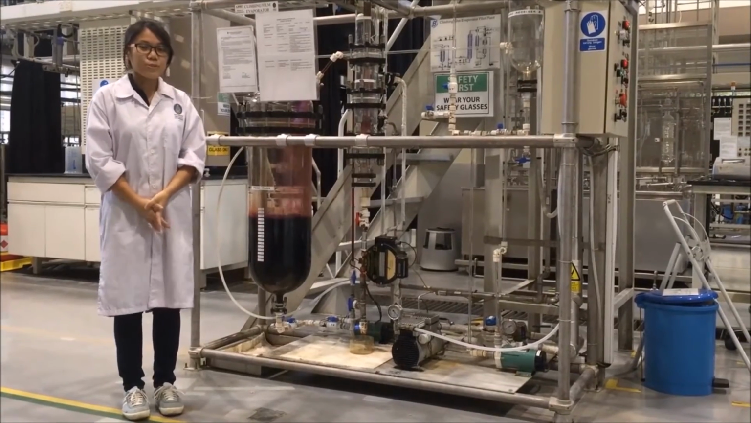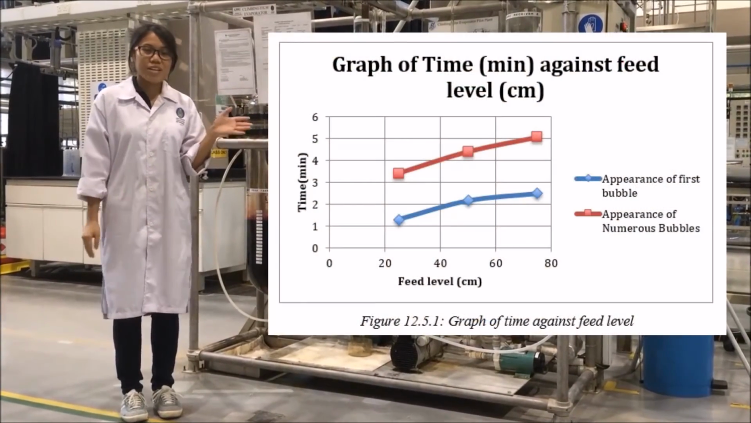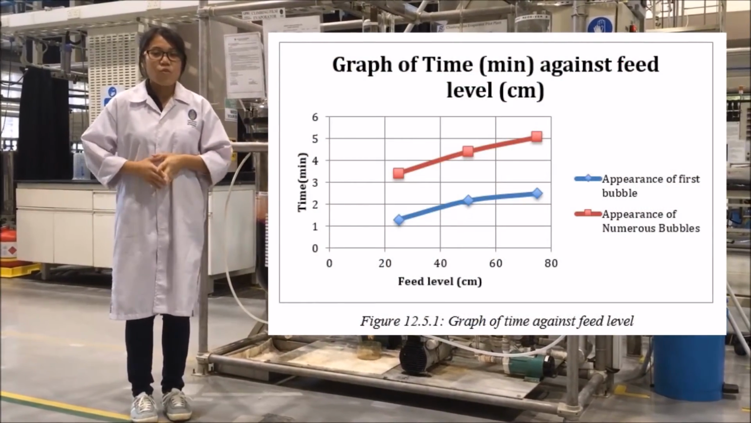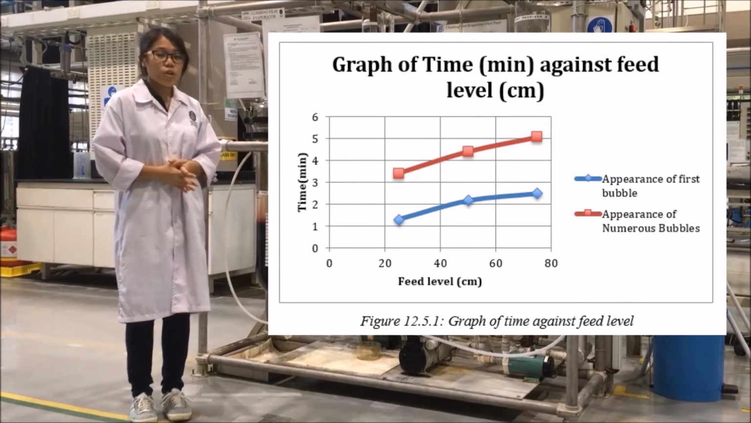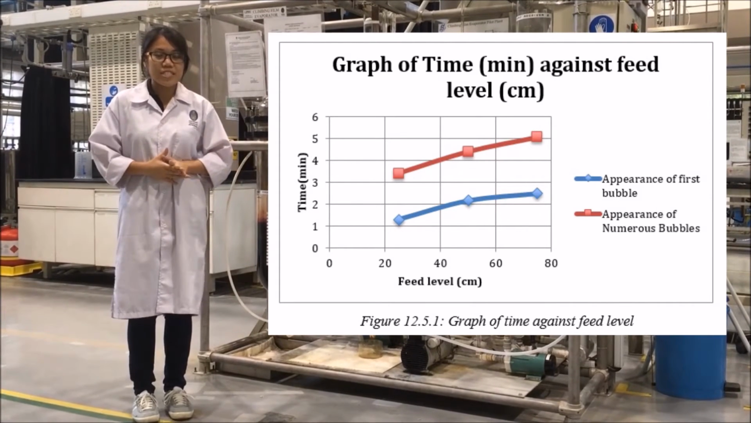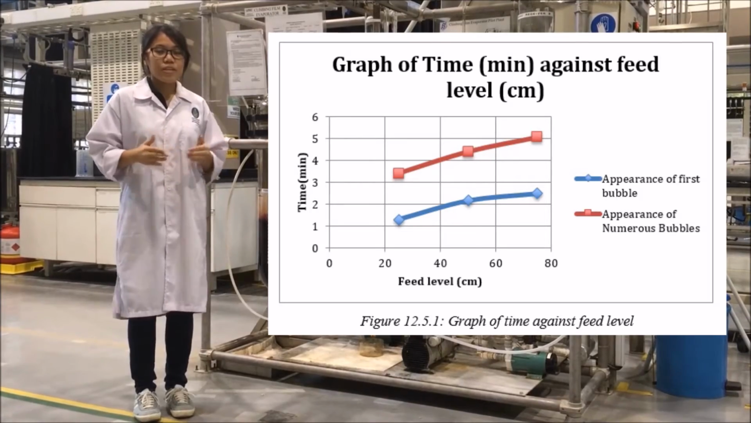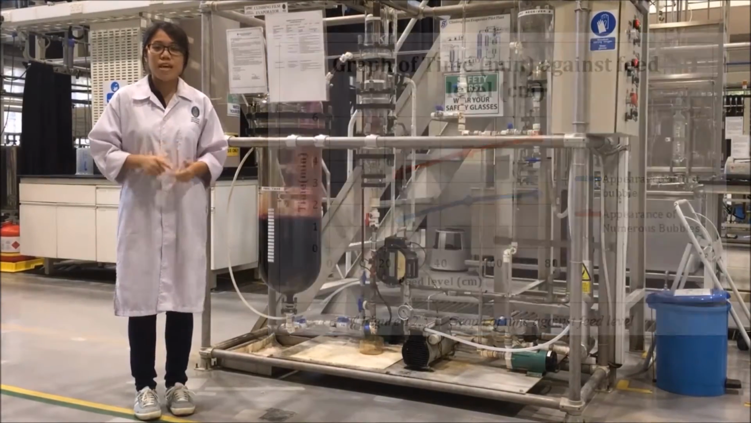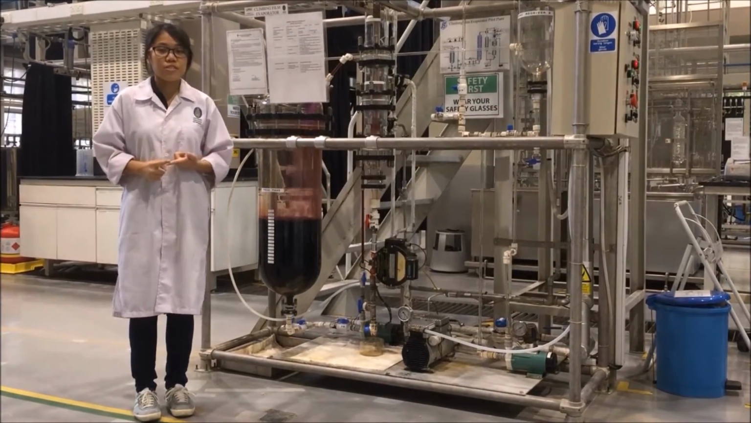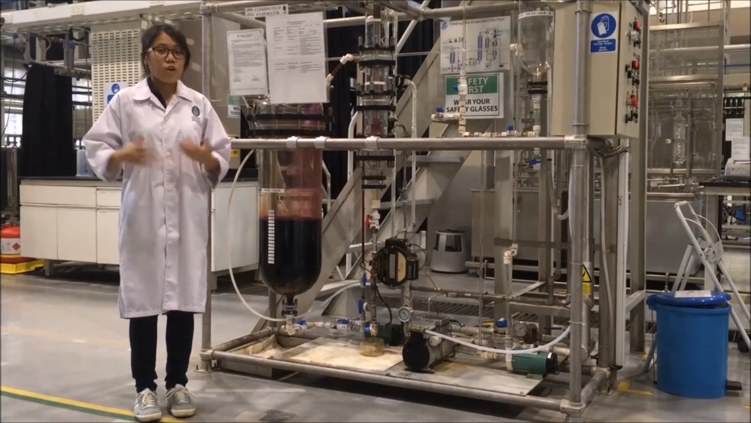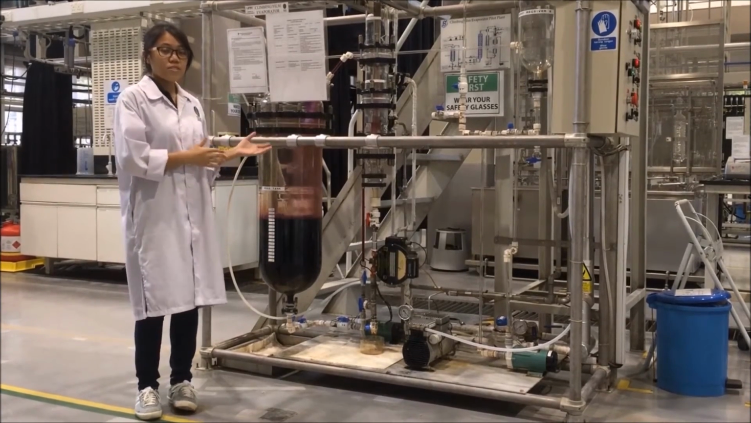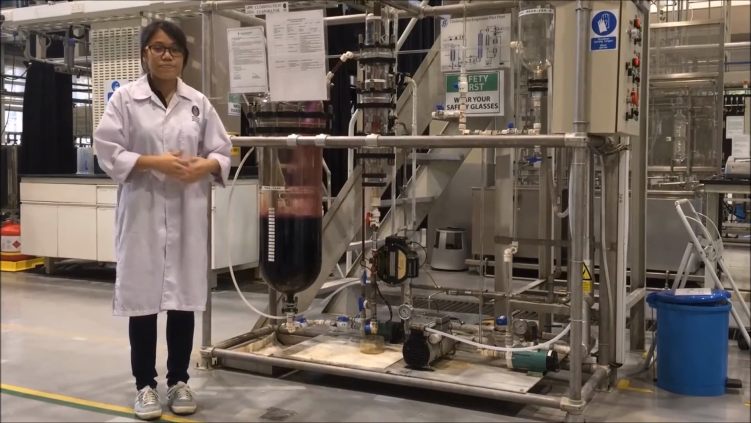In experiment 2, this is a graph of time taken versus feed level. When we increase the feed level, the volume inside the evaporator increases. Thus, the time taken to form the first bubbles and multiple bubbles increases, because a longer time is needed to vaporize the liquid in the evaporator.